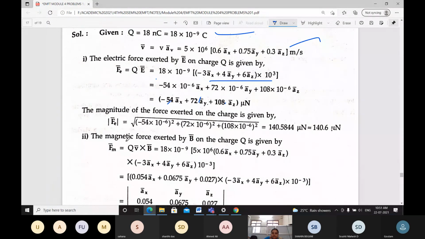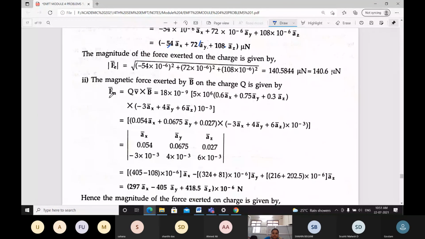Then the second one is the magnitude of the force exerted by B on the charge. Again, the equation is Fm, here it is taken, Q into V cross B. These equations are very important. You should remember this, QV cross B. We know what our V is, so Q into V cross B. Go with the determinant of these. Multiply 18 into 10 raised to minus 9 throughout, and then use the determinant to solve this.